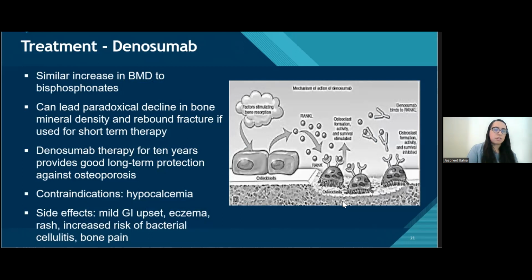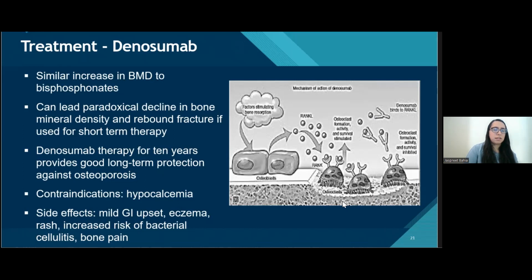Denosumab shows similar increases in bone mineral density to bisphosphonates, but it's not first line because it can lead to paradoxical decline in bone mineral density and rebound fracture if used for short-term therapy. So it really should only be used for your patients with CKD who can't get a bisphosphonate. And you really need to be careful when prescribing this because you want to explain to them that denosumab is a shot once every 6 months and they need to stay on schedule and remain compliant with it, because if they're not, that can put them at a high risk of a rebound fracture.